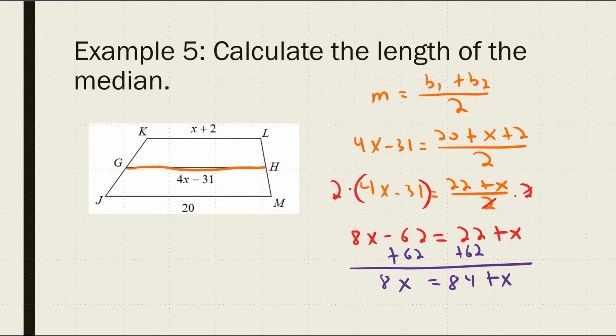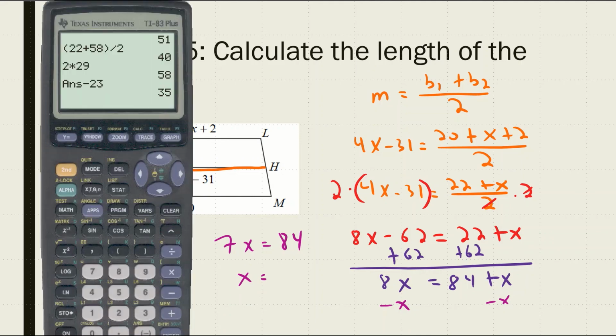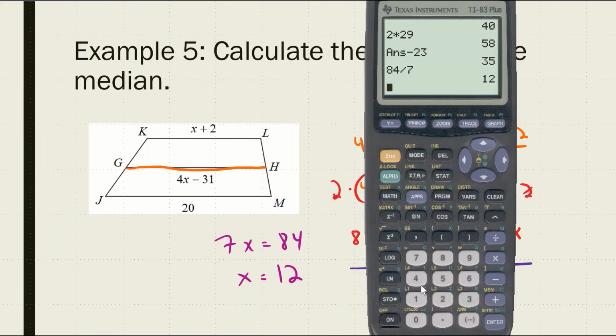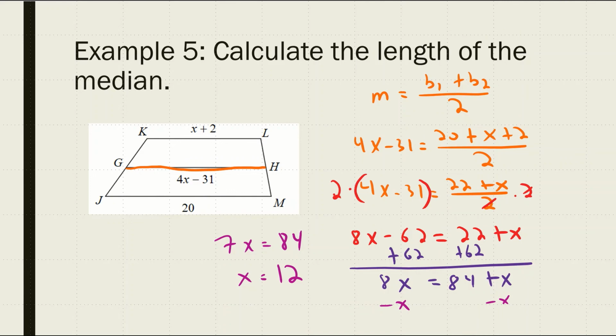And then if we subtract x from both sides, we get 7x is equal to 84. So we can divide both sides by 7 to get our answer, and 84 divided by 7 gives us 12. So x is equal to 12 in this case. We can take that x is equal to 12 and plug it in right here to get our answer. So I'll do that on my calculator. It's going to be 4 times 12 minus 31, and that gives us 17. So this should be 17 right here.